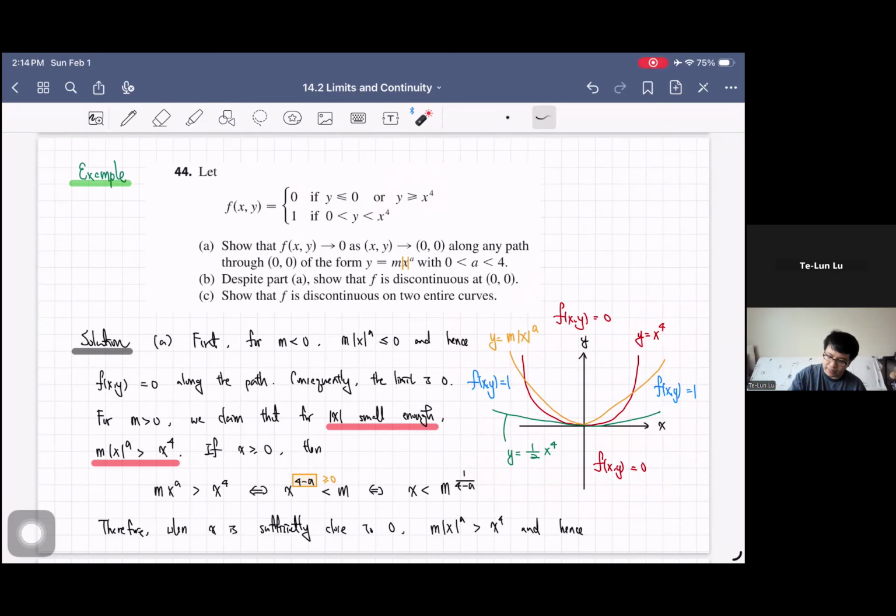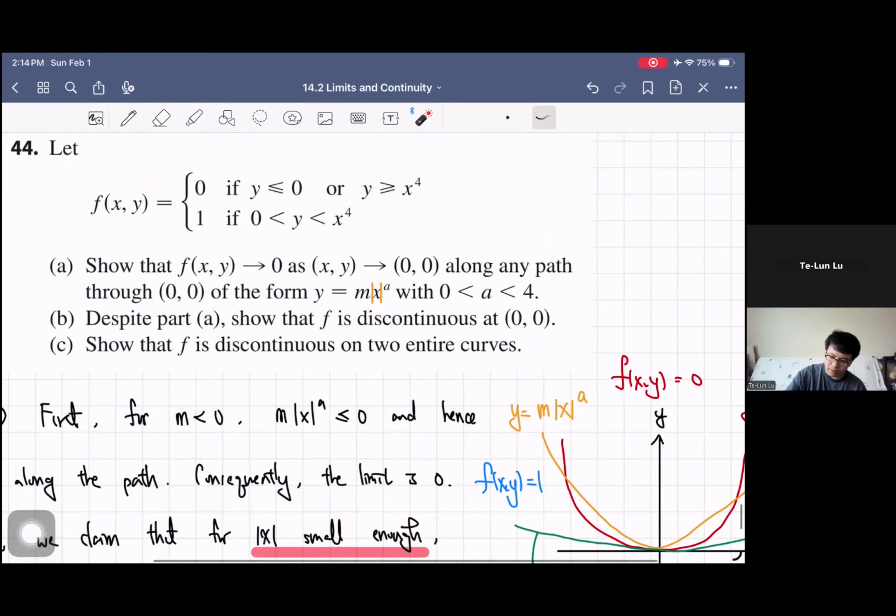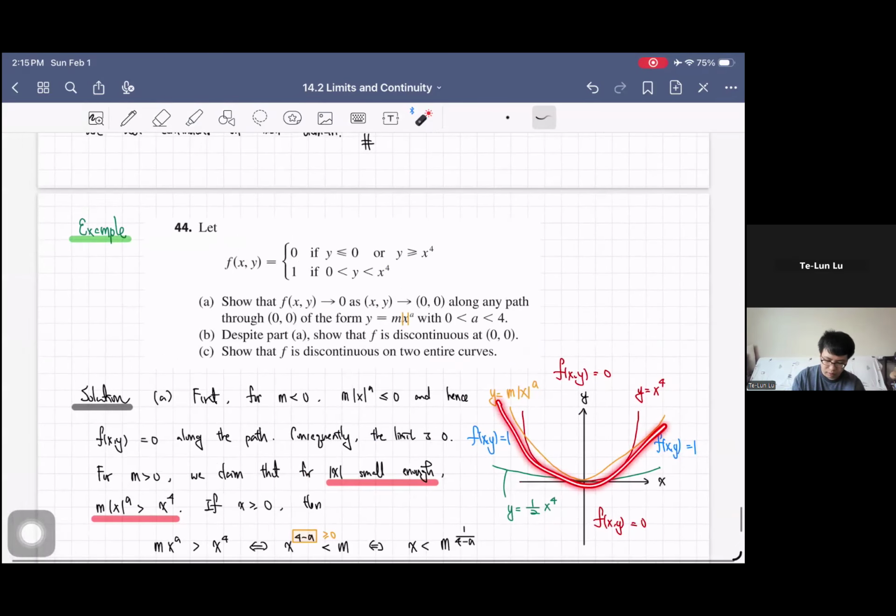So I want to emphasize that the textbook does not put this absolute value here, which you should, because you cannot define something like this when x is negative. So let me put an absolute value here to emphasize that we're taking the power of a positive number, right? Okay, so this is what I drew here.